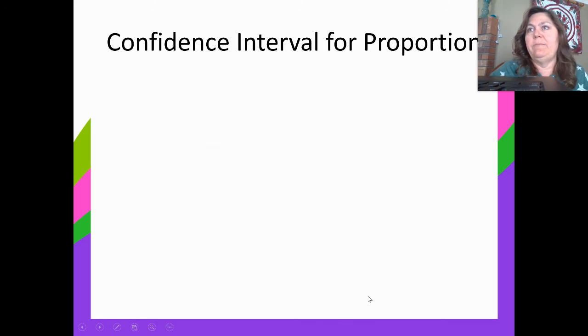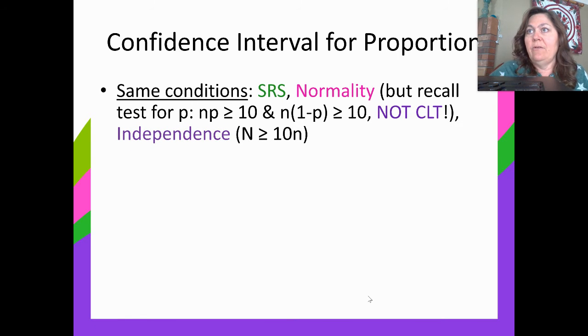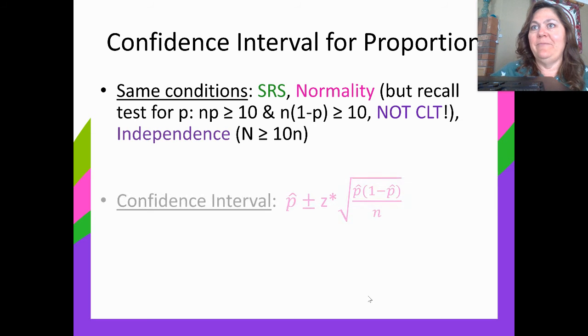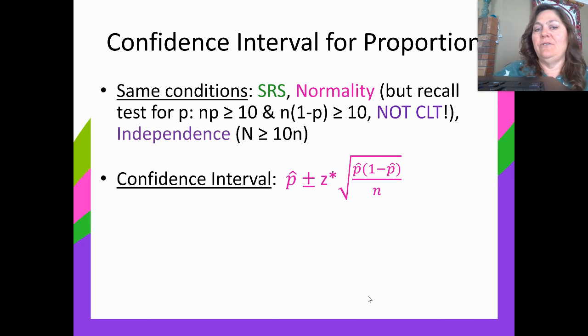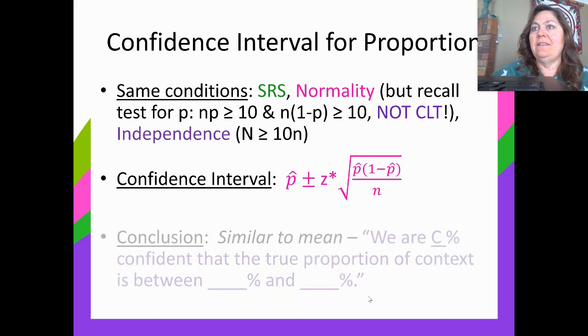Okay, so let's do one. Oh, wait, sorry about that. I need to go through the conditions again. So remember your same conditions: SRS, normality, and independence. Do you like my colors, by the way? Trying to make it a little bit more pleasing to the eye. But recall that we're not using CLT. I just went over that. And so then this is your confidence interval that you will create.